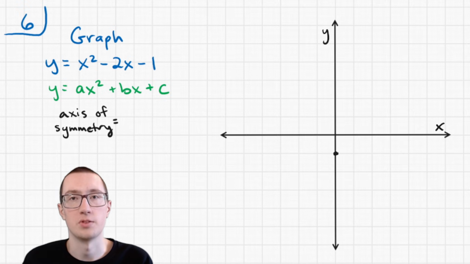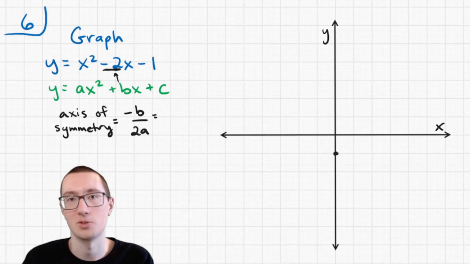So how do we find our axis of symmetry? Well, the formula for the axis of symmetry, and this is something that you're just going to have to remember, it's always negative b over 2a. So in this case, we have to figure out b. B is negative 2, but it's negative b. So that's negative negative 2, which, 2 negatives make a positive, so that's just 2.